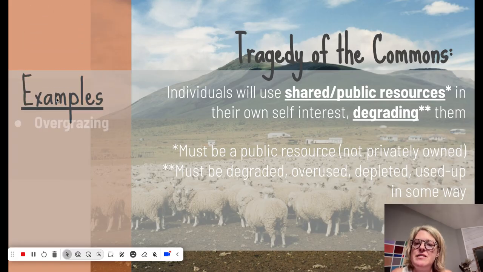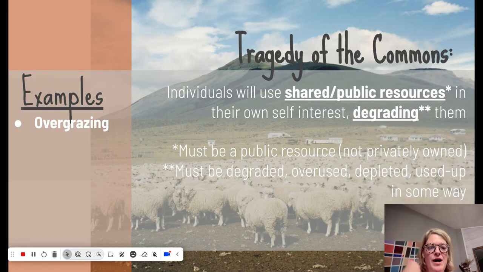And so we have some classic examples that College Board wants you to understand. And so the first is overgrazing. In public lands out west, there are ranchers, cattle ranchers, sheep ranchers, that actually pay fees to allow their animals to graze on these public lands.